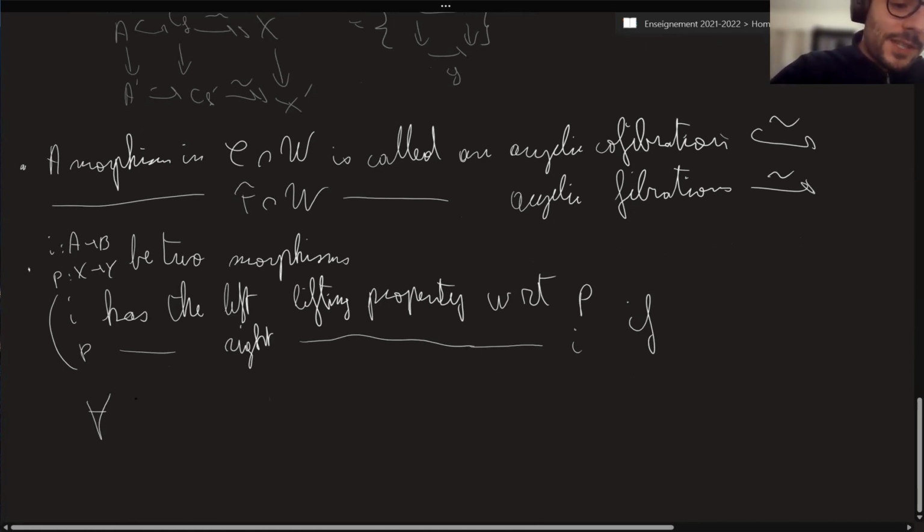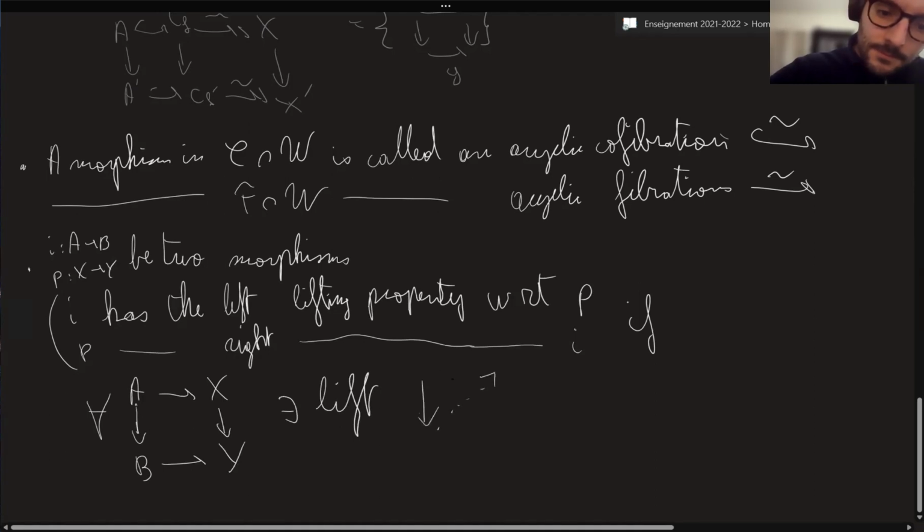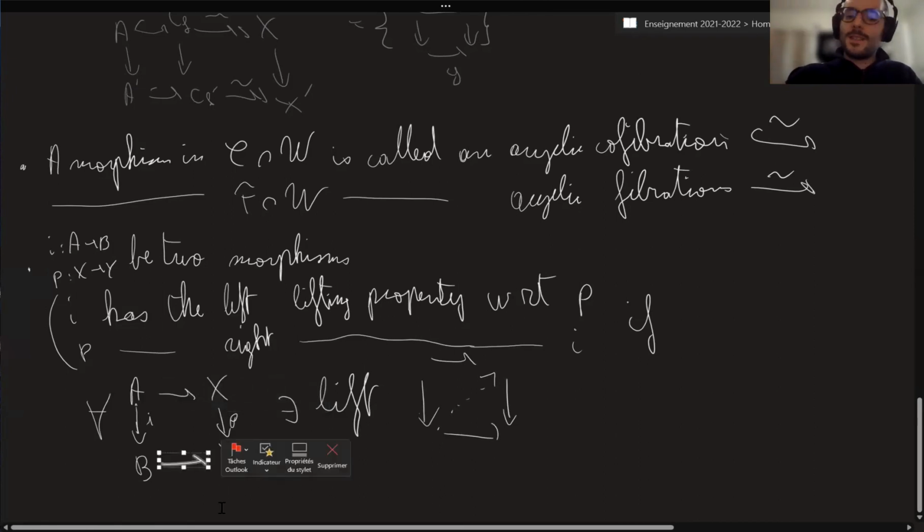If for every commutative square like that, and I didn't say it was a cofibration, there exists a lift. So it means that if you have a commutative square where I is on the left and P is on the right, then there is a lift, whatever these two maps are.